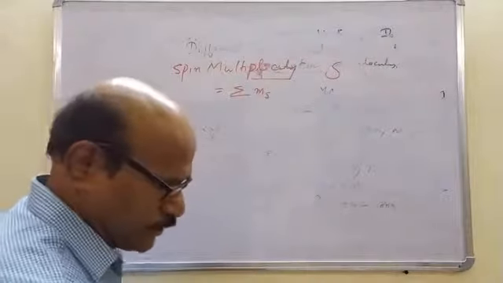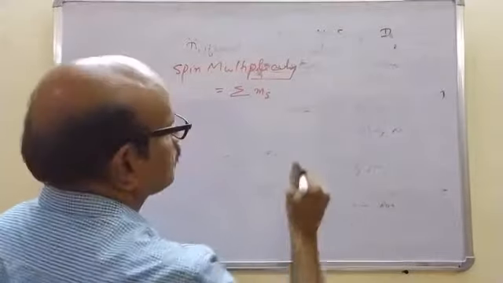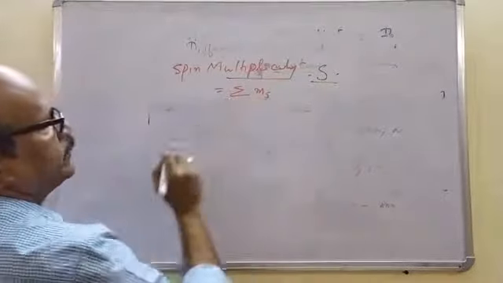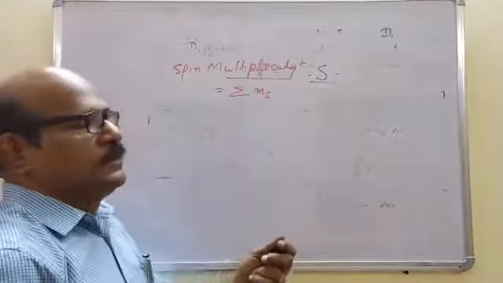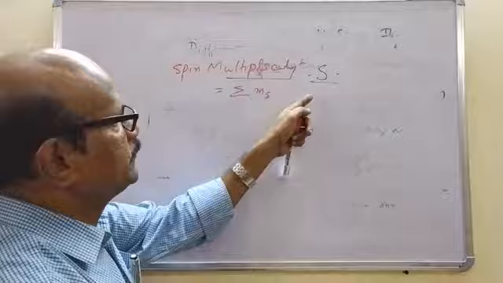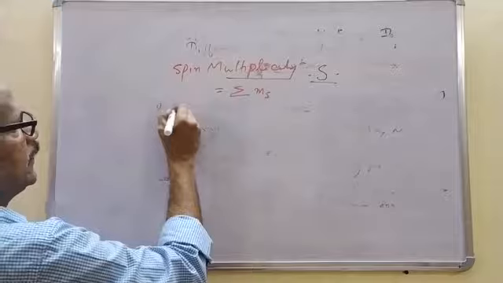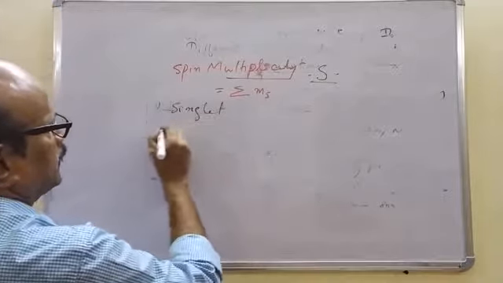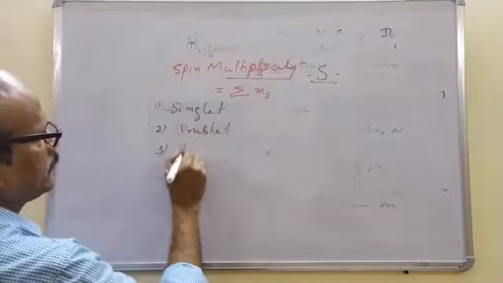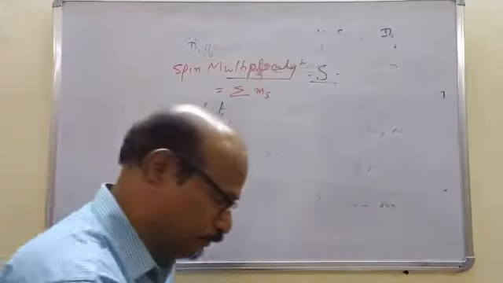The spin multiplicity is usually represented by the term S. That is sigma ms, the sum of all the electron spins present in the molecular system. And depending on it, there are three types of spin multiplicity: one is singlet, two doublet, and three triplet. So three types of spin multiplicity, S states, arise.